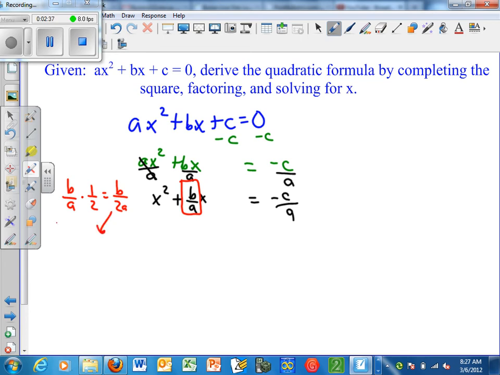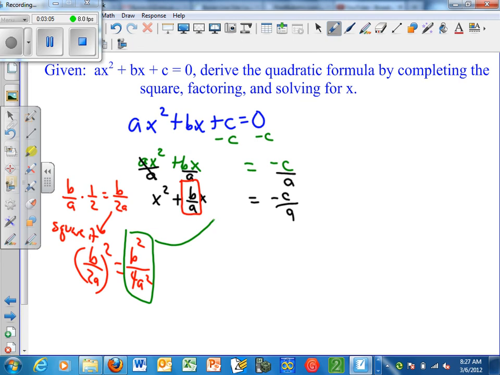And then you take this and square it. These are the steps in completing the square. So I'm going to do b over 2a squared. We've just reviewed these rules, so I square the top, that's b squared. I square the bottom: 2a times 2a, I square the 2, that's 4, and square the a, so it's 4a squared. That's what I have to add to both sides. So I'm going to have plus b squared over 4a squared on both sides.